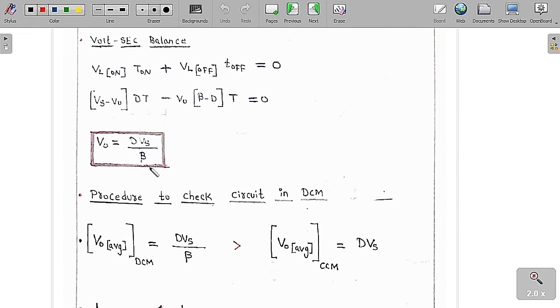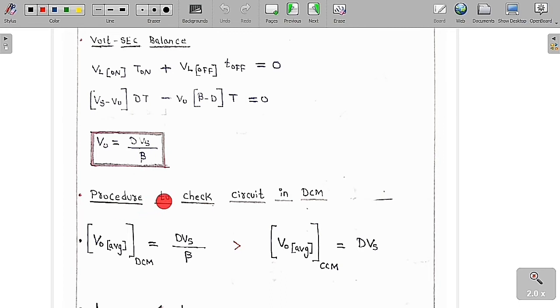Whereas in the continuous conduction mode, the average value of the output voltage is equal to D into Vs. In the discontinuous conduction mode, the average value of the output voltage is D into Vs by beta, where beta is always lesser than 1. As beta is lesser than 1, we can simply say that the average output voltage in the discontinuous conduction mode is always greater than that in the continuous conduction mode. This is the thing that you need to analyze.